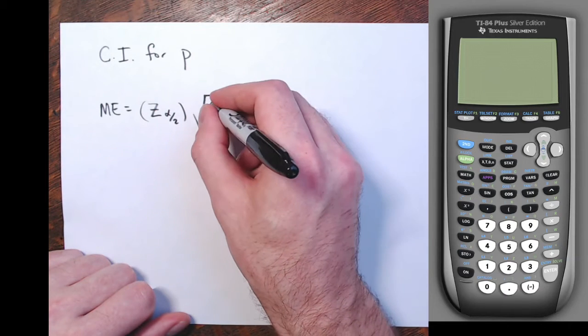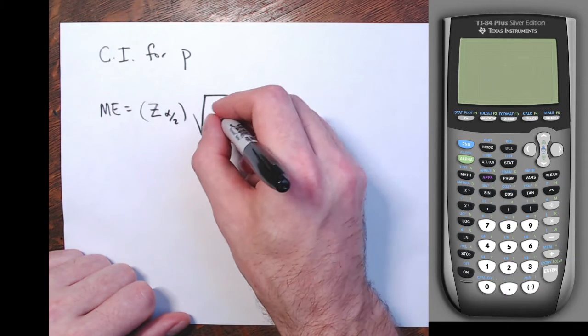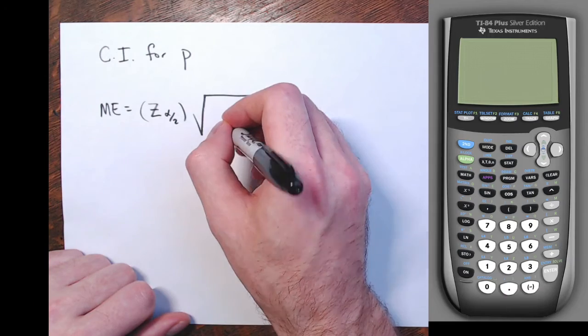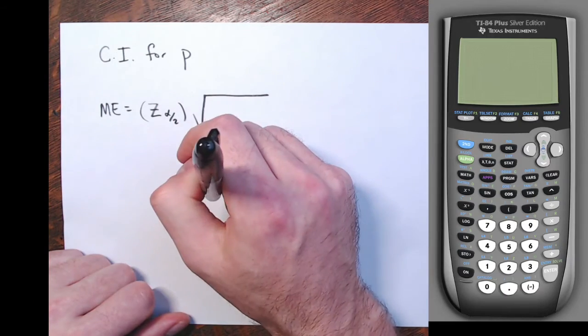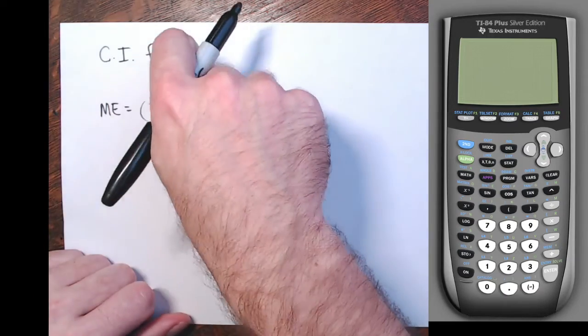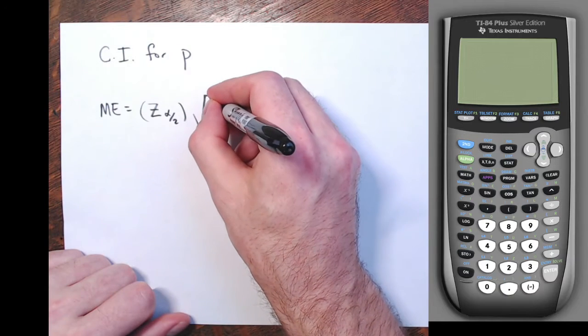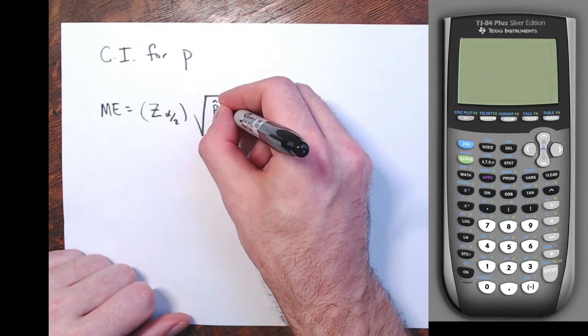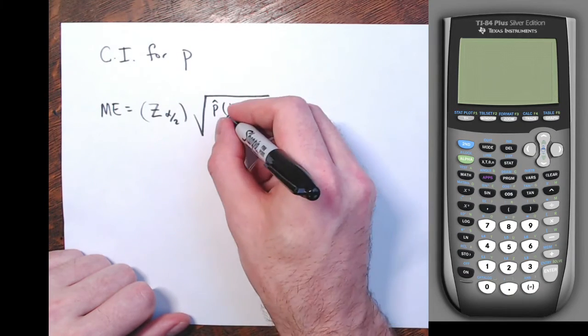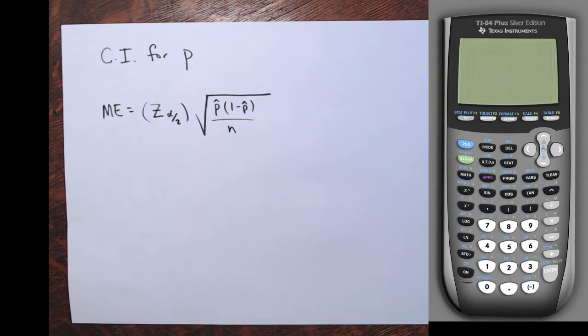That would be the square root of, normally, p times 1 minus p divided by n, or p times q divided by n, but we don't know p. We're guessing p, so we use our sample proportion, our p hat or p prime, times 1 minus p hat, or q hat, divided by n. So I just need to find these values.